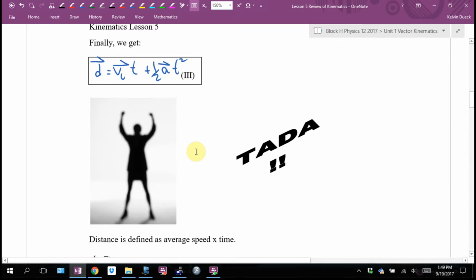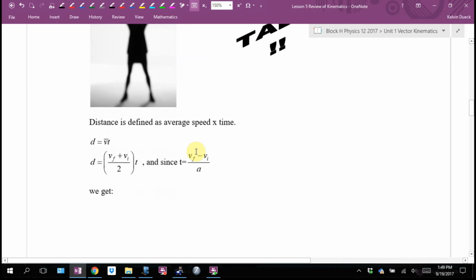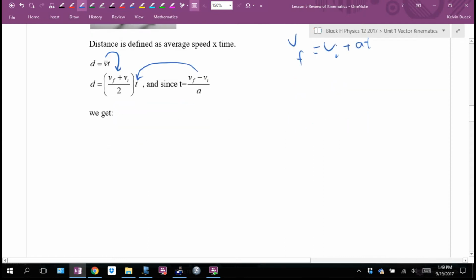There was a fourth equation, the one with the squared in it. Remember that one? I think VF squared equals VI squared plus, remember that one? Okay. Start again with distance being defined as average speed times time. Again, I'm going to plug in V average being V final plus V initial over 2. But I'm going to write time, since VF equals VI plus AT. I'm going to get the T by itself and write time as VF minus VI over A. I'm going to get a pretty ugly looking expression.